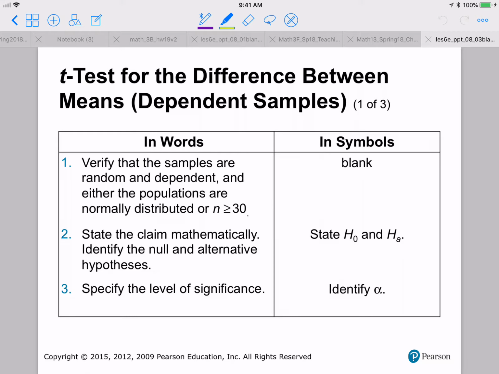So it's pretty much the same setup. First, you have to verify that you can actually perform your test. Then you've got to identify your null and alternative hypotheses and the level of significance. You've got to figure out alpha.